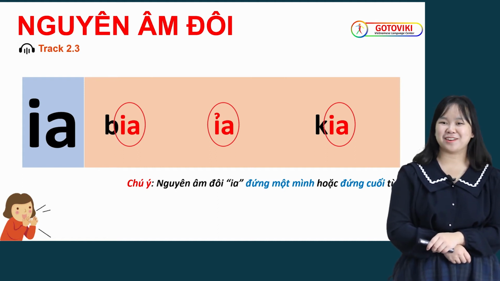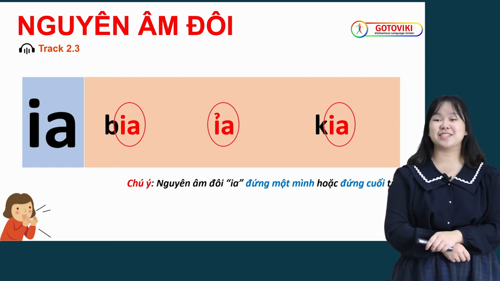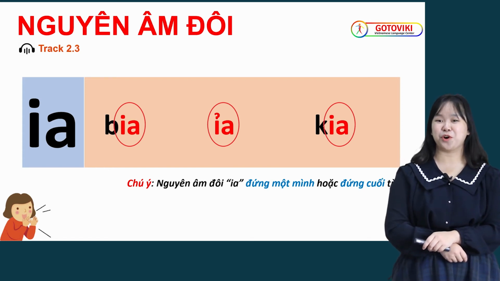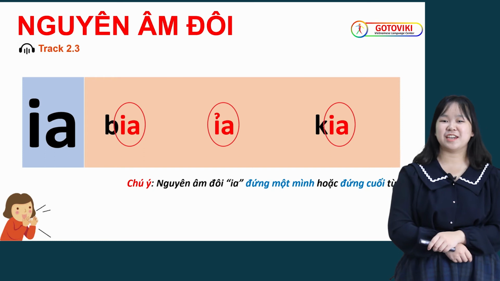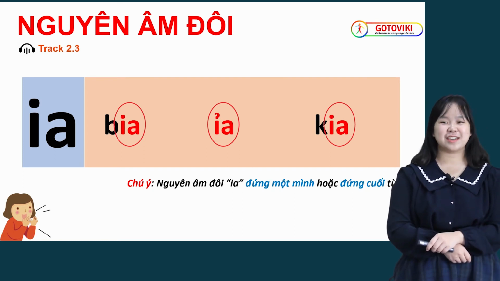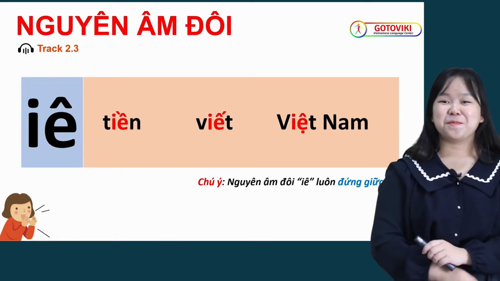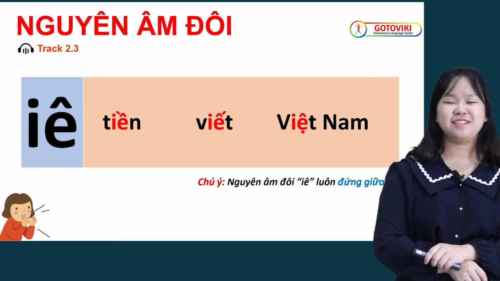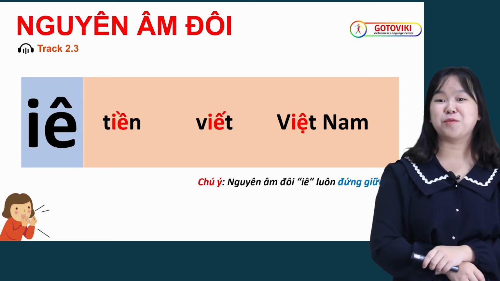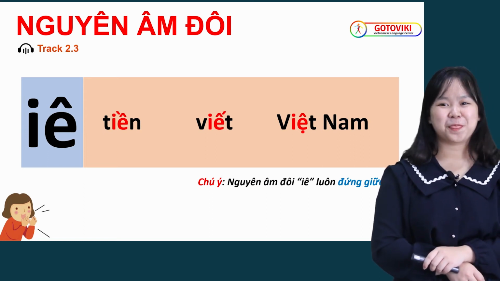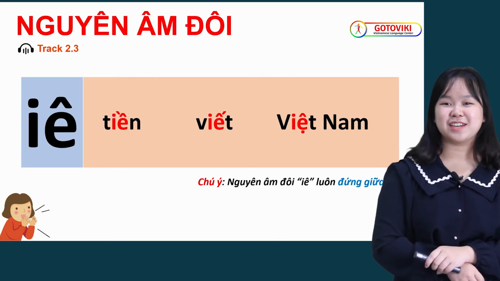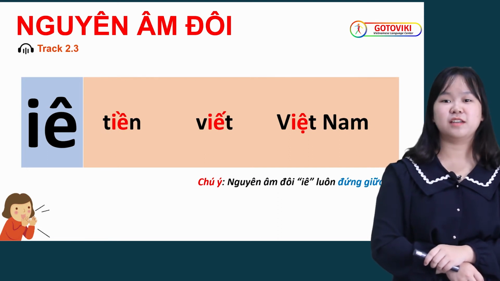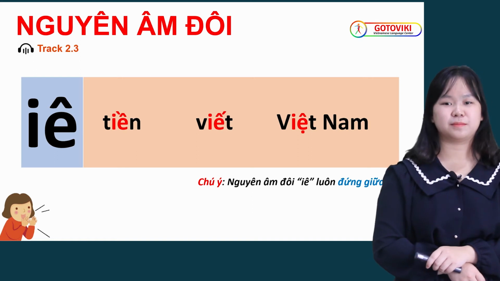So, remember that whenever you see the vowel ia stand alone or stand at the end of the word, you will write it with i ngắn and a, and you pronounce it as ia. Okay, the second ia is ie with i ngắn and ê, and we pronounce it ia. Repeat it after me. Ia, ia, ia.